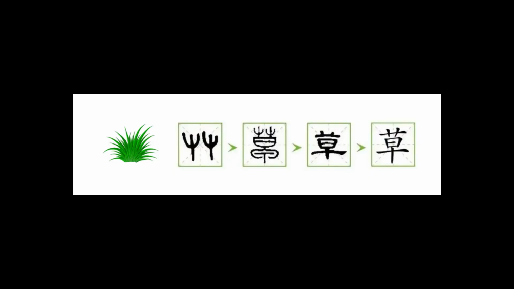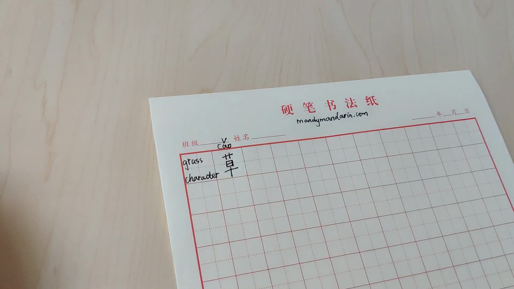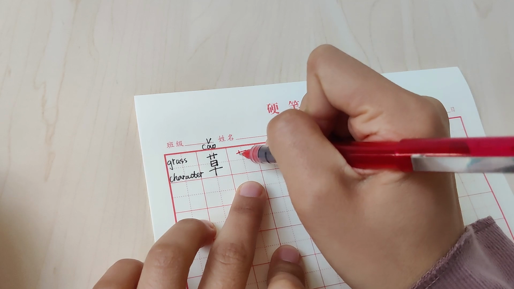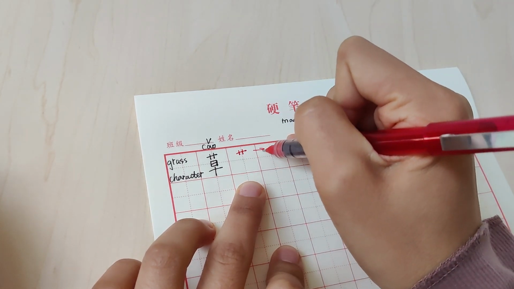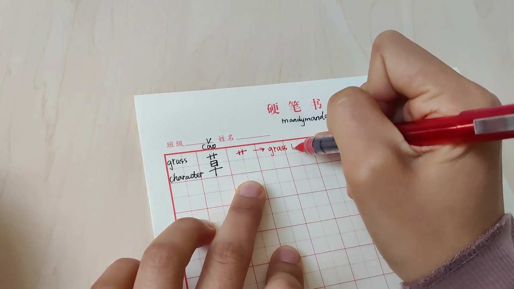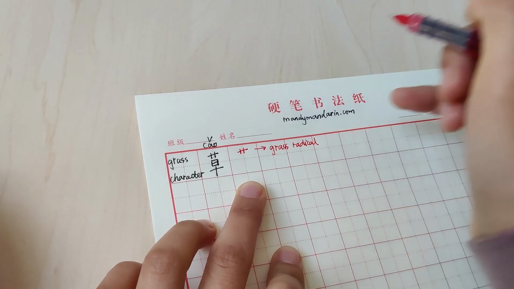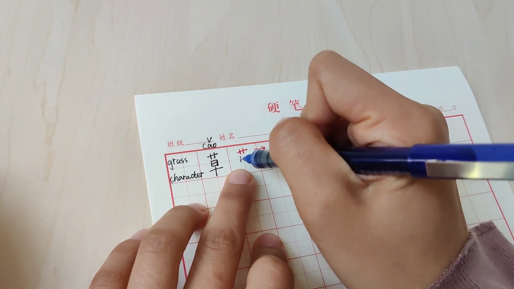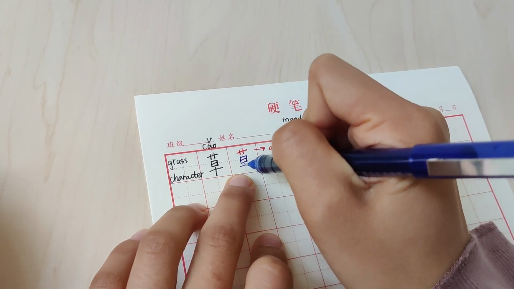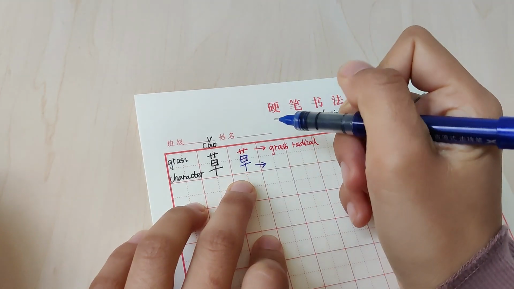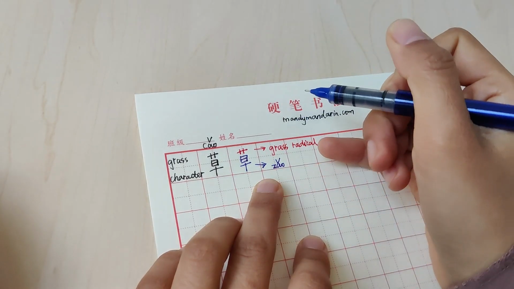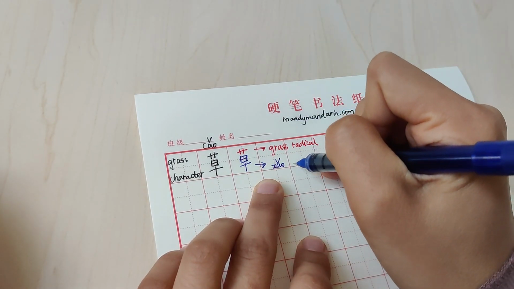Okay, here is the picture of the evolution of the character 草. Now let's take a good look at the grass character. On top of it, this one, actually this is the grass radical we're talking about today. And as for the bottom, this one, does it look familiar to you? Yeah, this is the 早 for the 早上, morning.